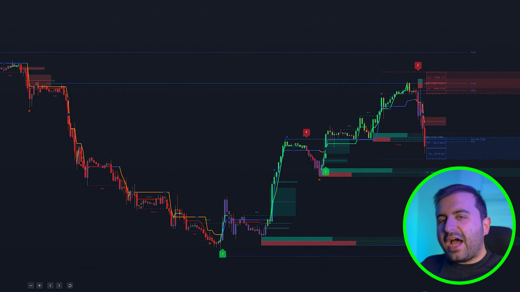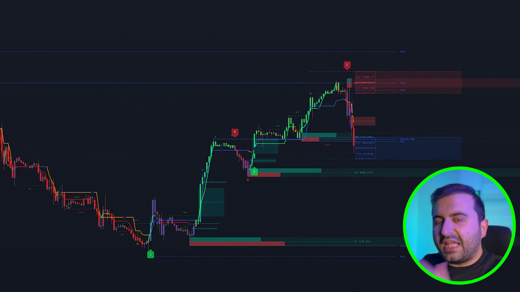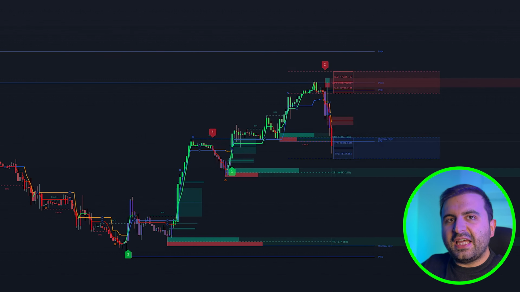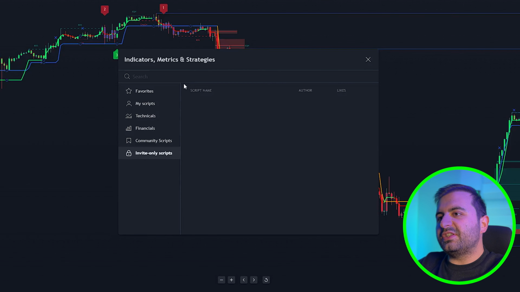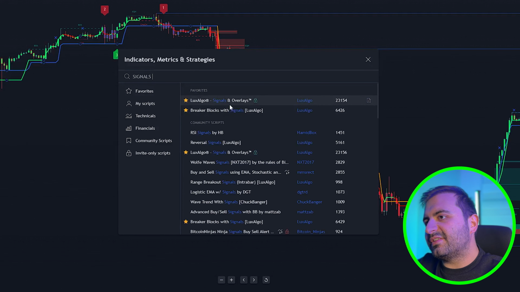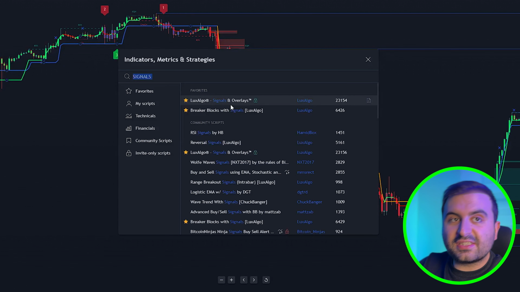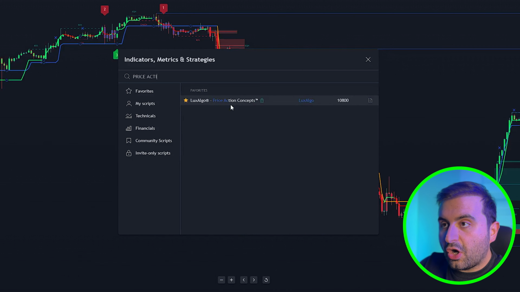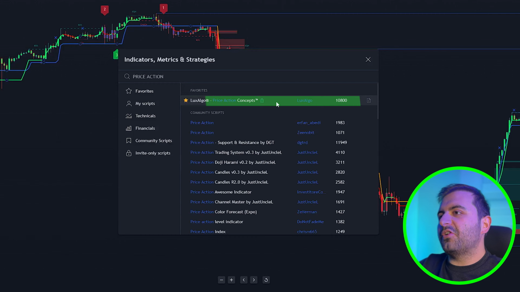Now I will show you the exact settings, which indicators you need from the LuxAlgo Premium. So let's dive into the indicators to see what we need. First, go to the Indicators tab, then search for Signals and Overlays. You will see the indicator from, of course, LuxAlgo. Click that to your chart. And the second indicator will be Price Action Concepts, and again it's from LuxAlgo. Click that to your chart.